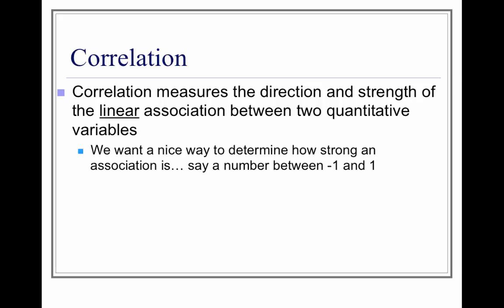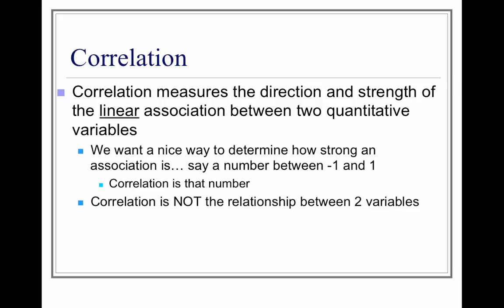So we want a nice way to determine how strong an association is. Say a number between -1 and 1 would be really nice. Well, we have that. Correlation is going to be that number. Correlation is not the relationship between two variables. Again, we will emphasize this a lot. The association is the relationship between two variables. And that's it. Again, we're going to talk more about the correlation as we move on in Chapter 7, a lot in Chapter 8, and then again in Chapters 9 and 10. But correlation is not the relationship. The association describes your relationship.